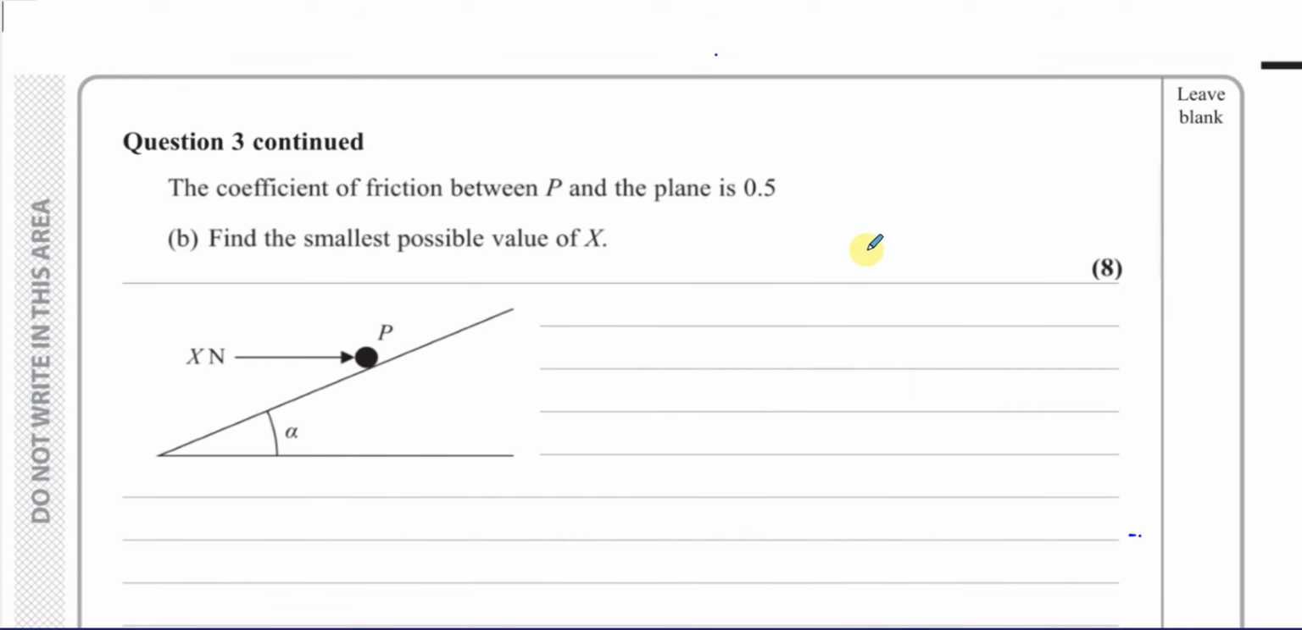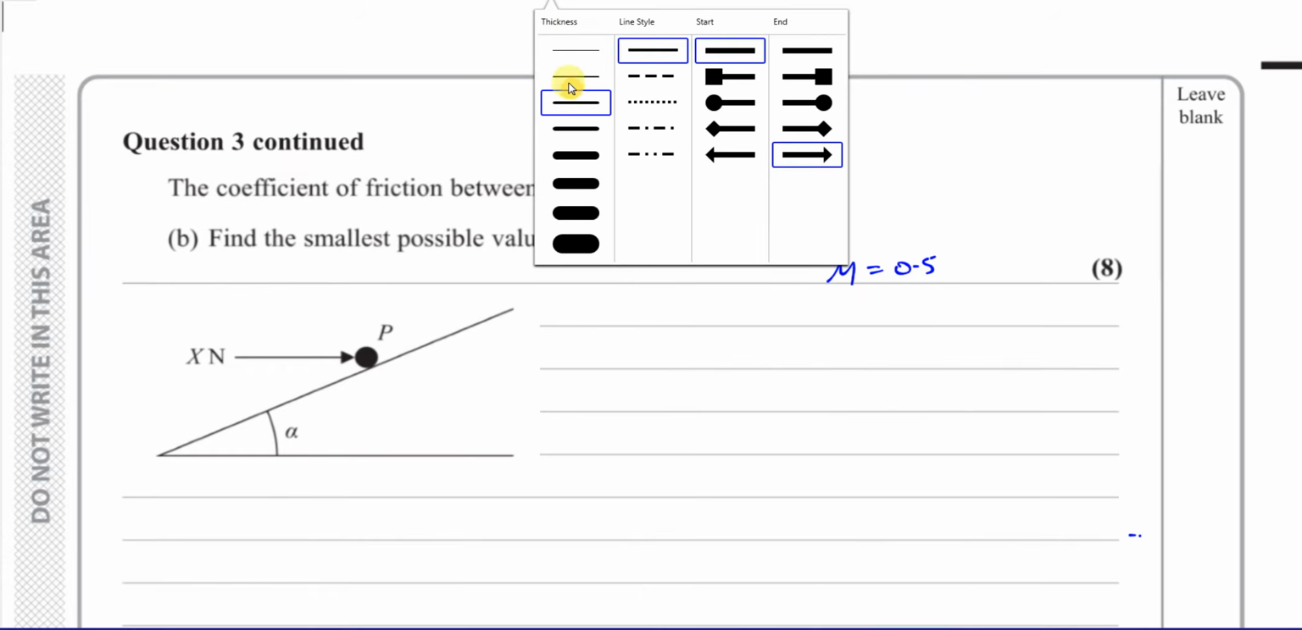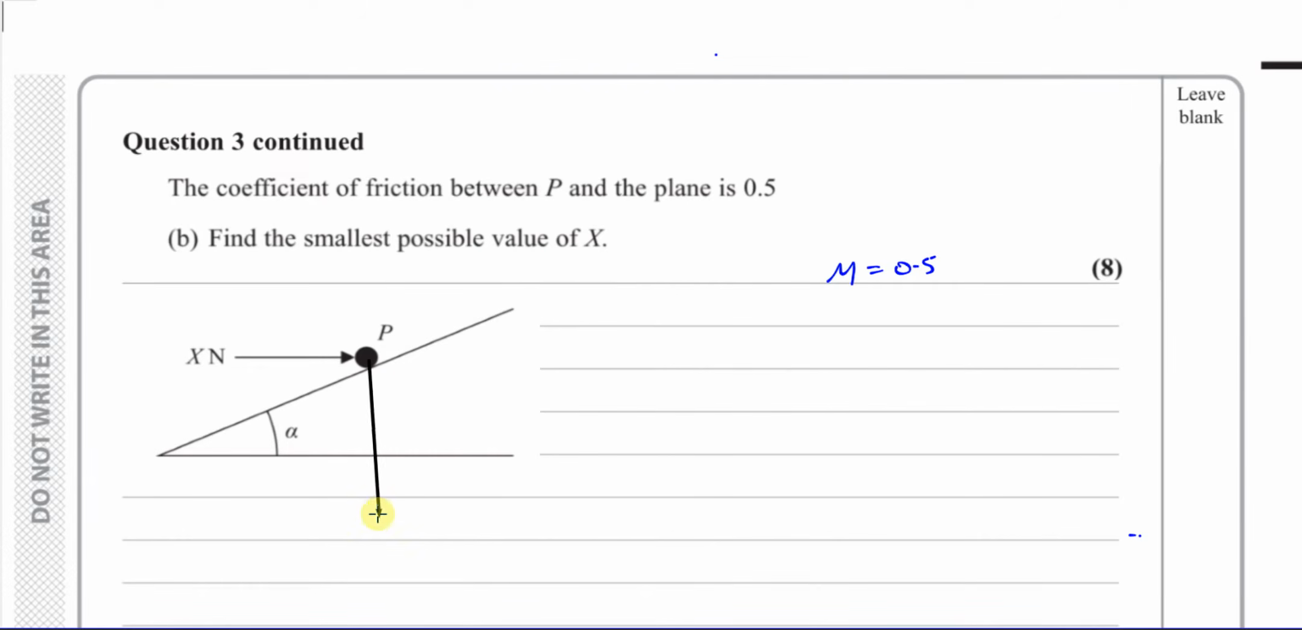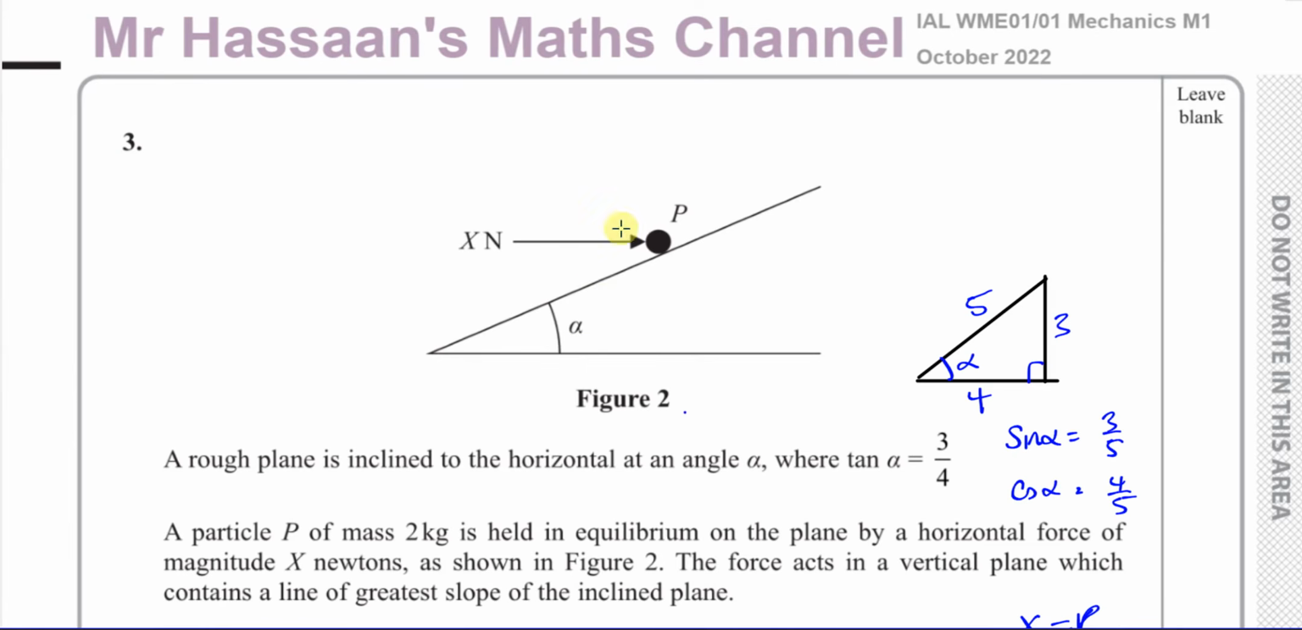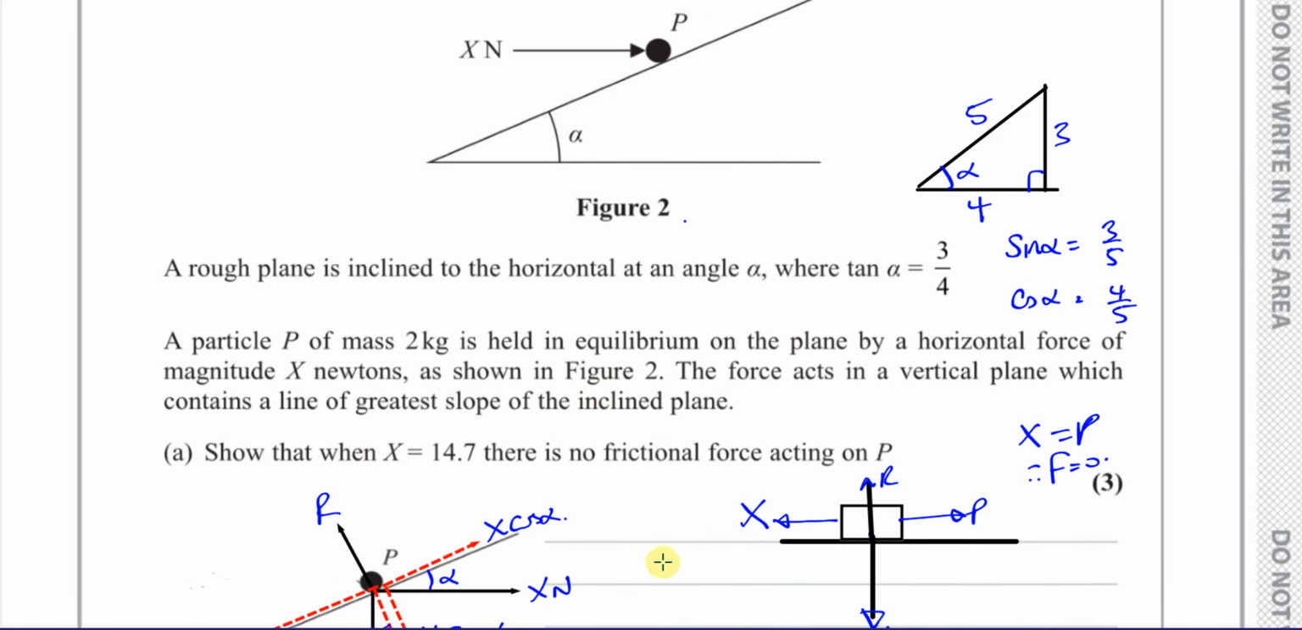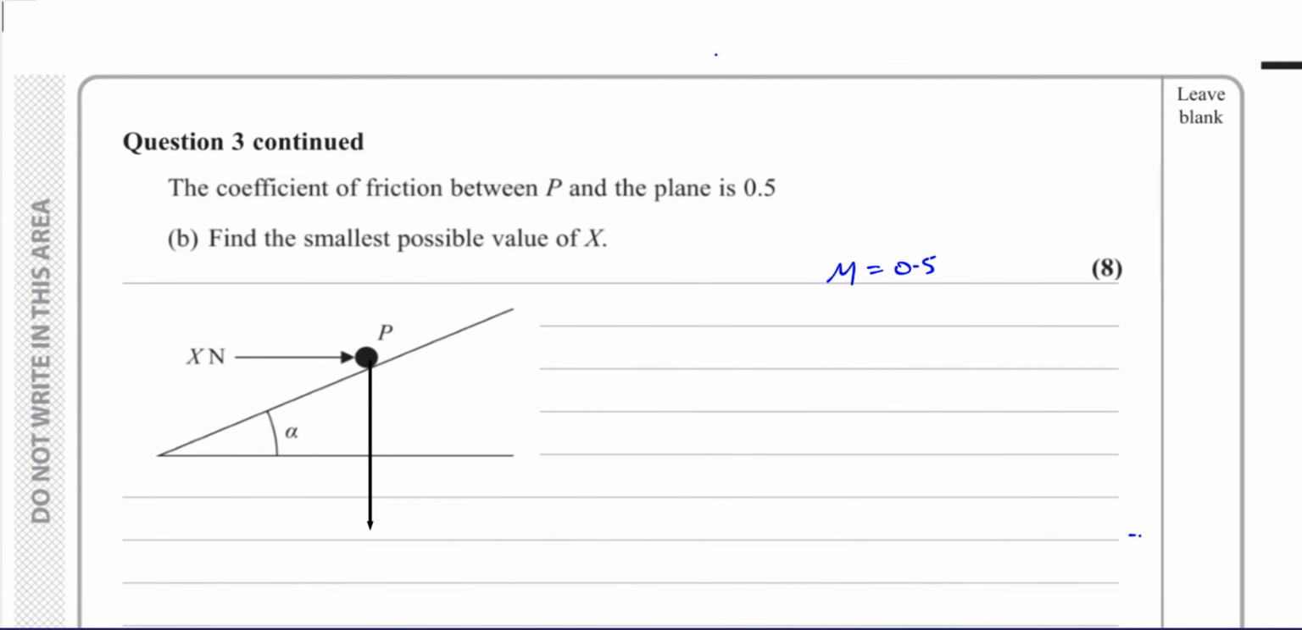It says the coefficient of friction between P and the plane is 0.5. So mu is equal to 0.5. Find the smallest possible value of x. So this time it's a new situation. X is not what it was before, it's now a different value. We're going to find the smallest possible value that x can be, such that this thing is still not moving. It's held in equilibrium, so we assume the same thing: it's in equilibrium, so it's not moving.